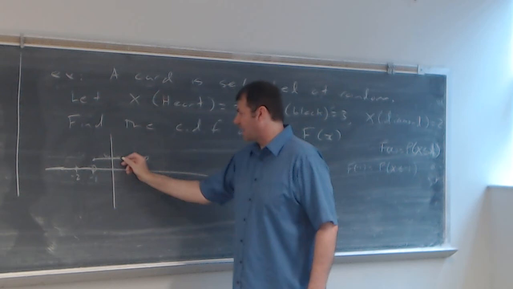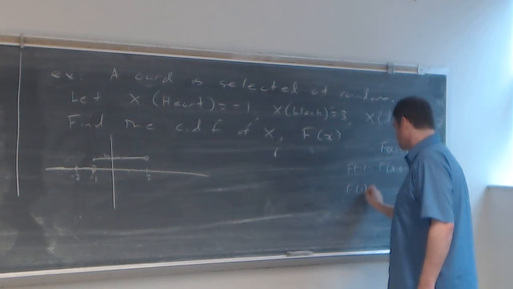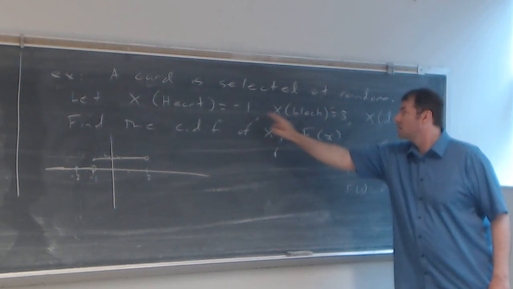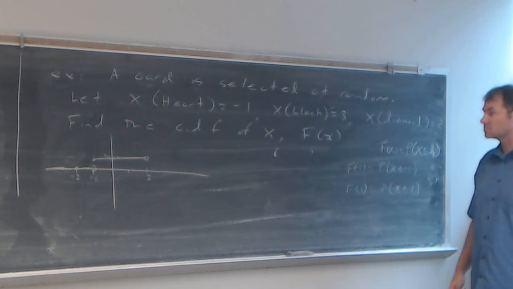Well, let's say I had the value 1 here. Someone said, what's F of 1? That's the probability that X is less than or equal to 1. What's the chance that happens? That happens only when X is equal to minus 1 here. And what's the chance of that happening? That's 1/4. That means you got a heart.